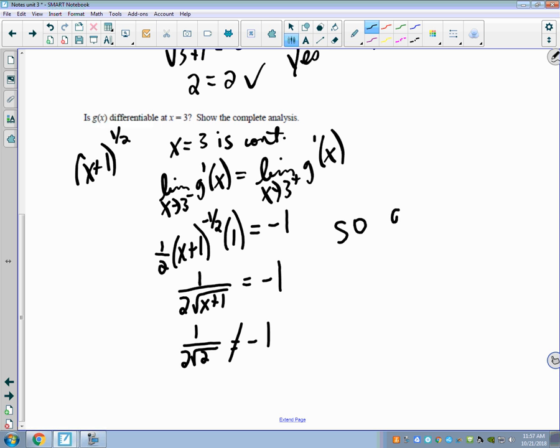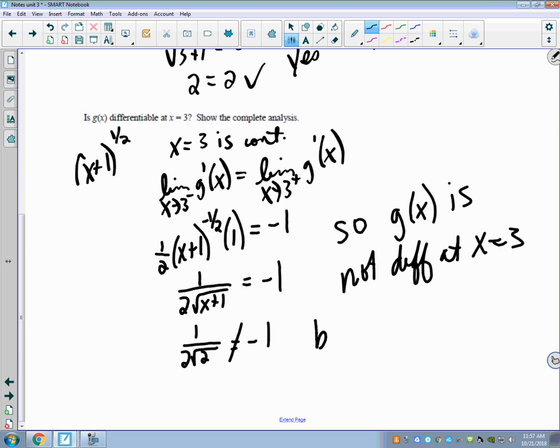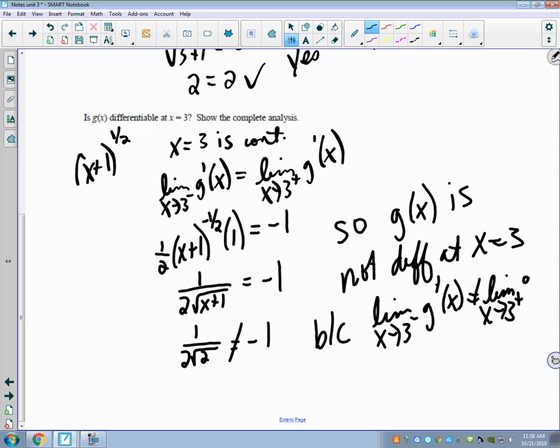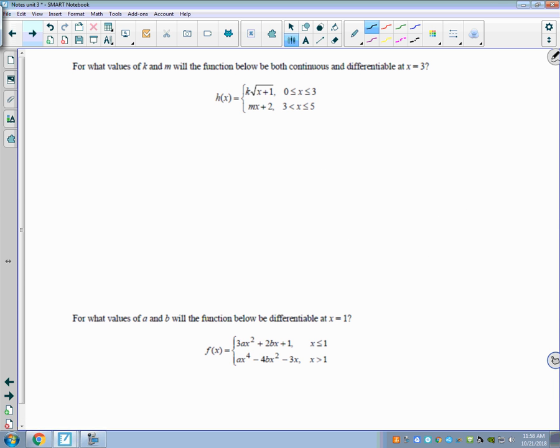The square root of 3 plus 1 is the square root of 4, so that side is 1/4. I can say right now that those are not equal to each other, so g of x is not differentiable at x equals 3. And I didn't even have to graph this. I can tell that there must be a corner or a cusp because the derivatives don't match. We can just say the limit as x approaches 3 from the left of g prime of x does not equal the limit from the right of g prime of x. We're checking, are the derivatives the same from the left and the right? Because we can't graph all these.